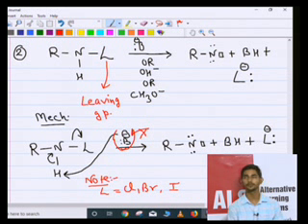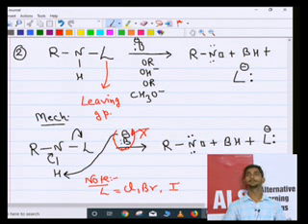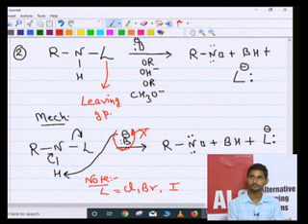Any doubt, Shillong? Guys, one thing. Is it clear to you? First of all, Shillong, tell me, is it clear to you? Who asked me this question? Okay, that's cool.